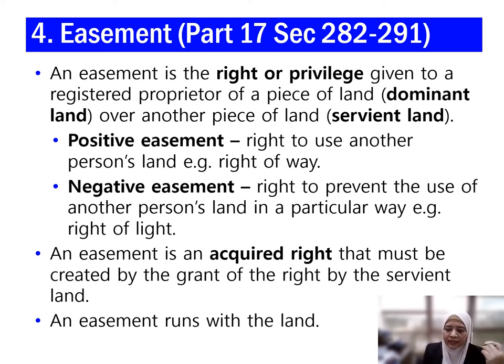So you may enter into an easement with your neighbor. You will be the dominant land. Your neighbor will be the servient land because your neighbor is serving you. But the type of easement is then a negative easement, because you are preventing your neighbor from building too high. Normally, I think it's very rare to find a right of light in Malaysia.